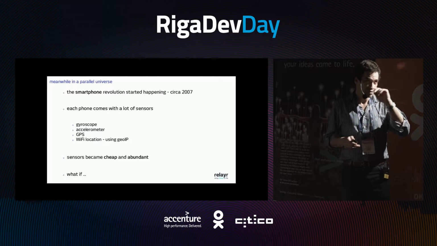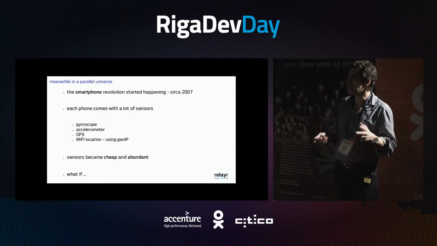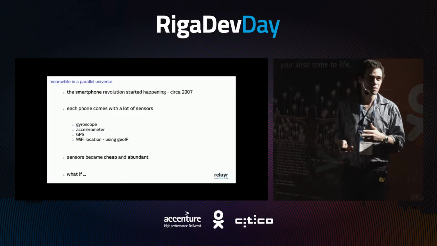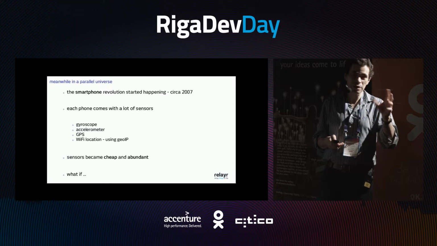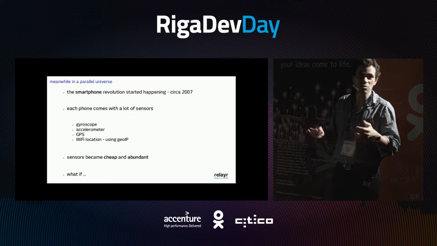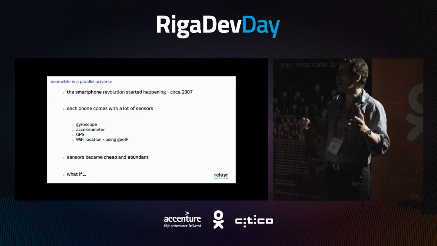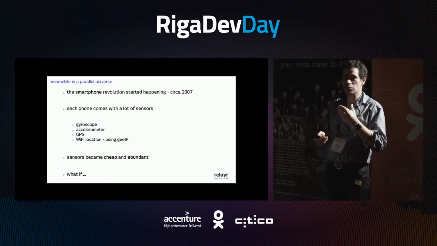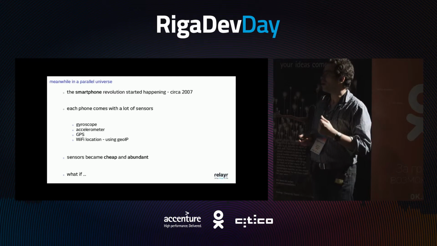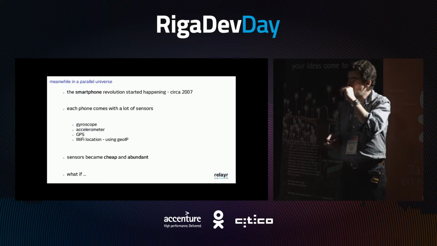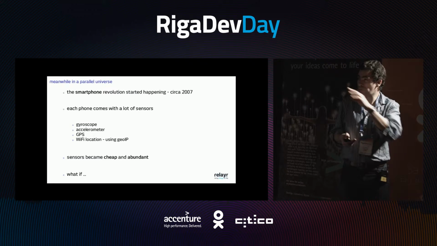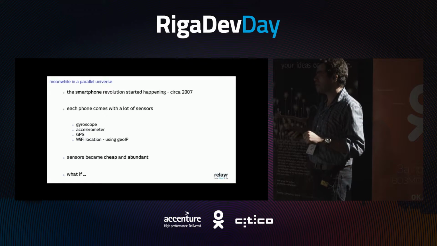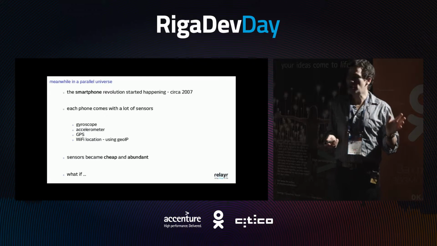we had the smartphone revolution, right? We had the iPhone in 2007, and the funny thing is this: the smartphone comes with a lot of sensors, right? When you rotate your phone, it rotates the images. Why? Because it has a gyroscope. It knows exactly the orientation. It has an accelerometer, right? It knows if the phone is moving too fast or not, if you throw it or not. It has a GPS sensor, and it can do Wi-Fi location. It uses your Wi-Fi also to get the geo-IP and get your location. So sensors became cheap and abundant with this smartphone revolution.